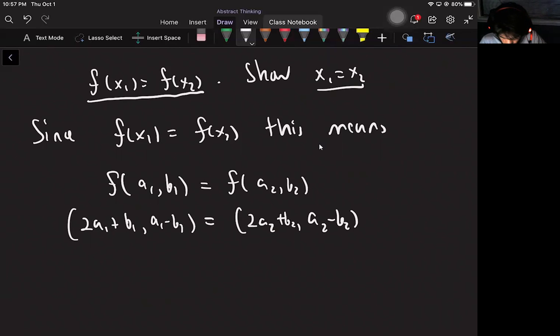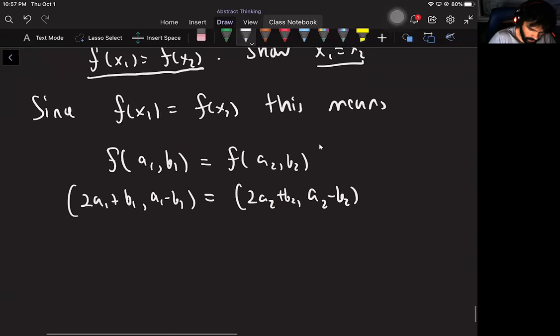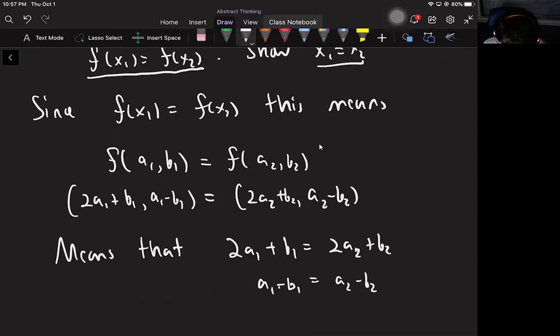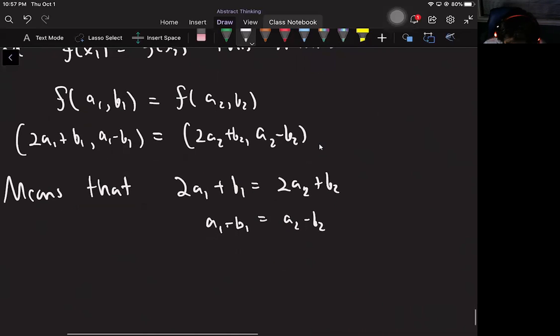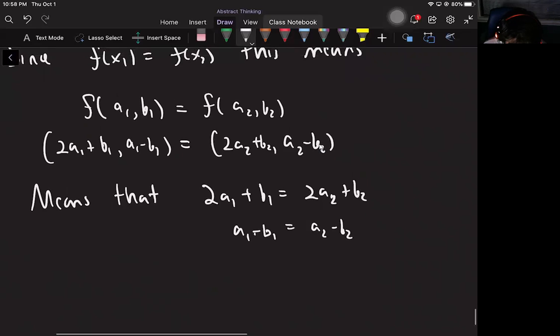Now, what does it mean for two ordered pairs to be equal to each other? Remember, that means that they have the exact same coordinates. So that means that this guy's x coordinate equals this other guy's x coordinate. And this guy's y coordinate equals this other guy's y coordinate. Now we have a system of two equations. So it's a little bit more complicated showing what we want to show.